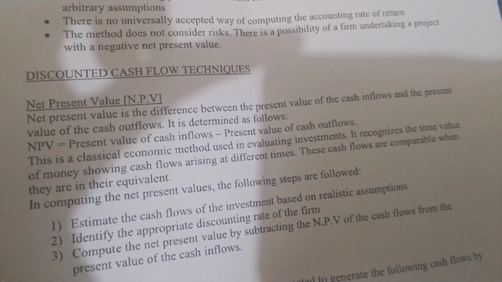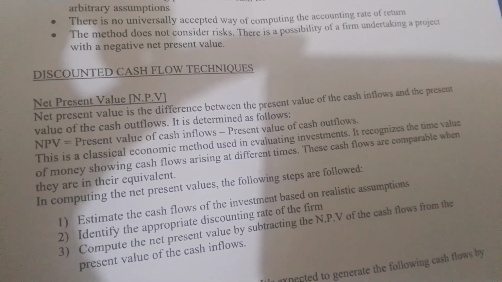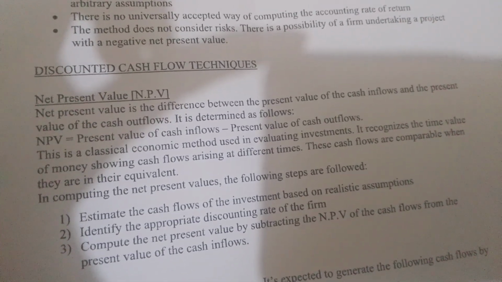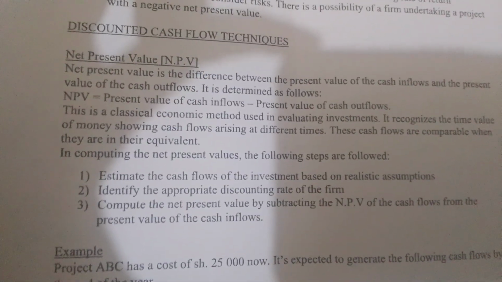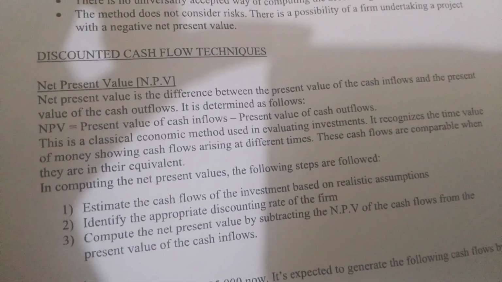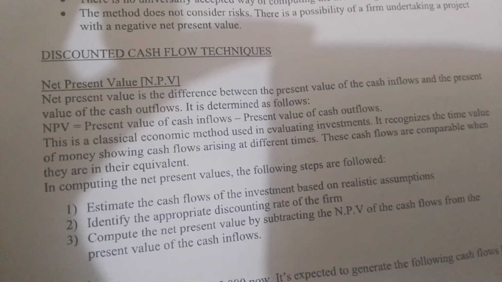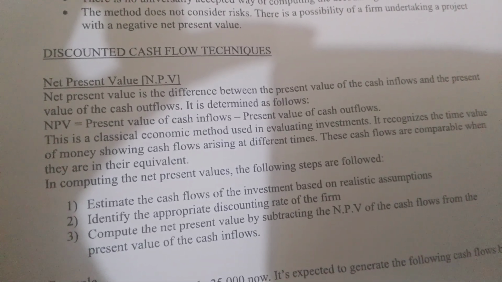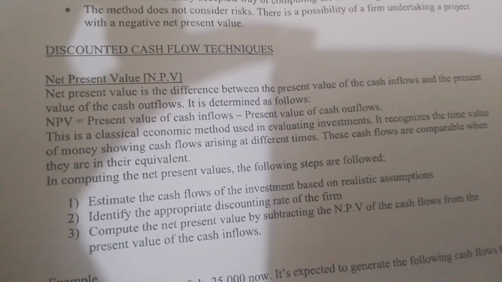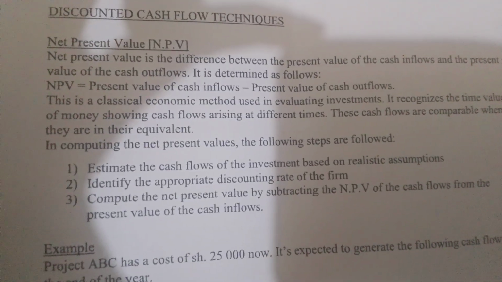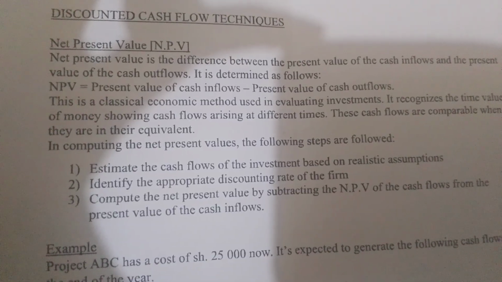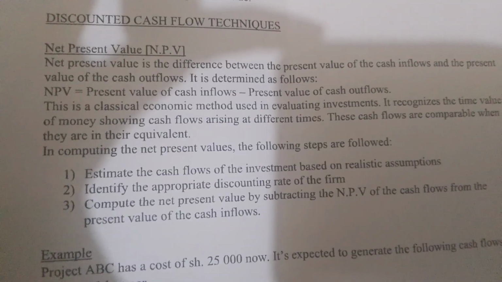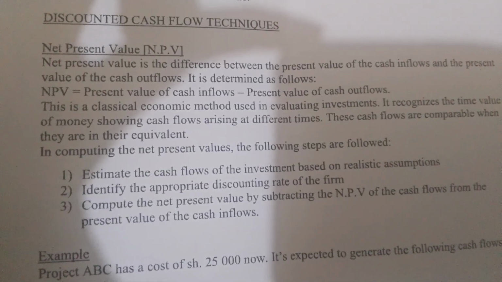So we have said there that we are dealing with the discounted cash flow techniques. We've covered the non-discounted cash flow techniques, whereby we have done the payback period as well as the accounting rate of return. So we have moved on to net present values now, and that is what we are doing now. I have explained what net present value is, and we have said in this case you will be calculating the present values of future cash flows.